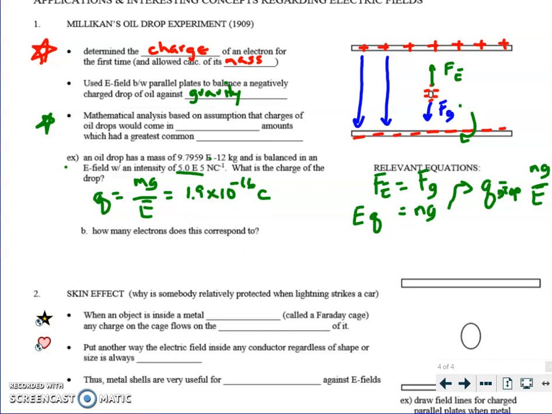And what he was basically able to do before the age of computers or calculators, okay, so filling in this blank, was the mathematical analysis based on the assumption that charges of the oil drops would come in discrete amounts. Discrete means that it's like an ATM machine. In the ATM machine, you can only take out money that is multiples of $20. So we're assuming that any charge on a drop is due to multiples of the elementary charge. So you're not going to see a continuous range of drops, but they're going to come in tiny discrete amounts that had a greatest common denominator.